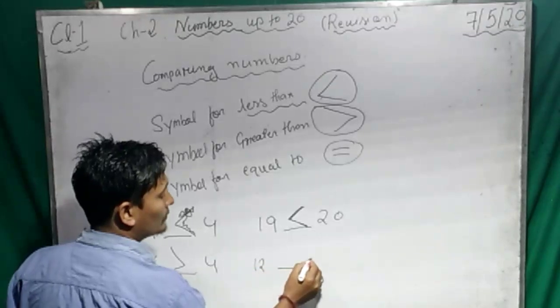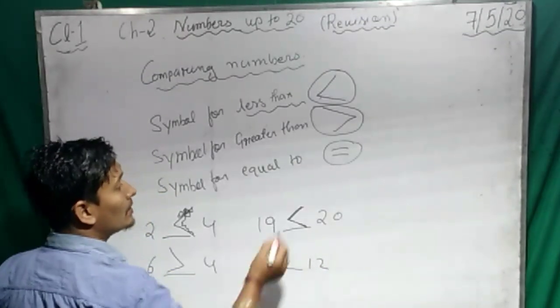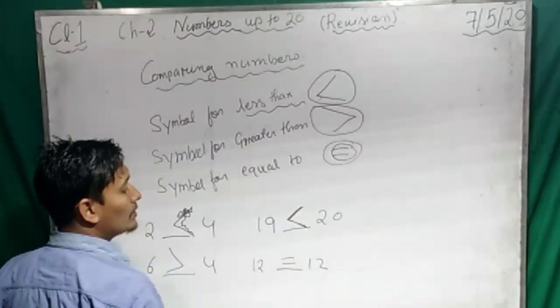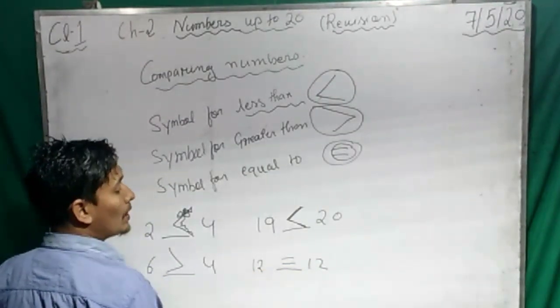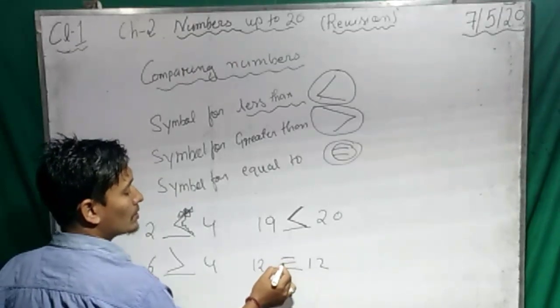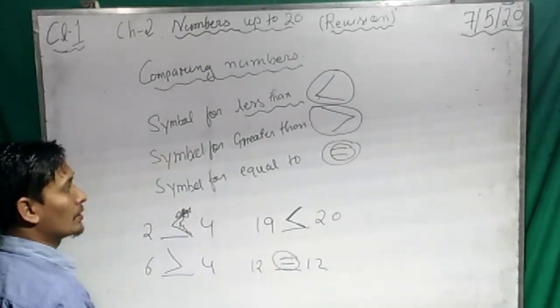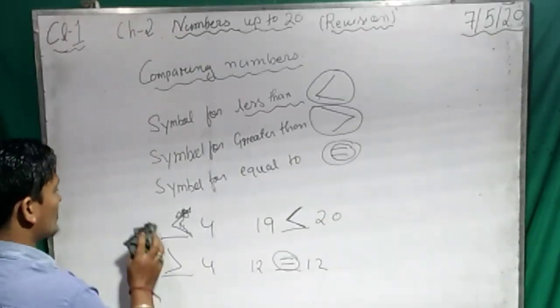Suppose 12 and 12. Now which symbol? Equal to, because these two are equal. Clear? So these two are equal. That is why I use what? Equal to sign. Clear, students? Good. So let's take a few more examples.